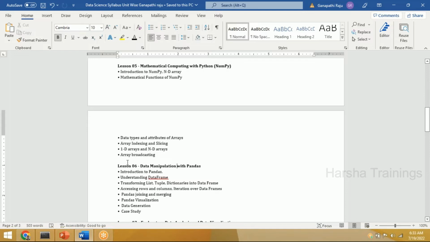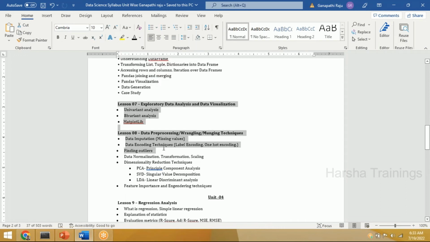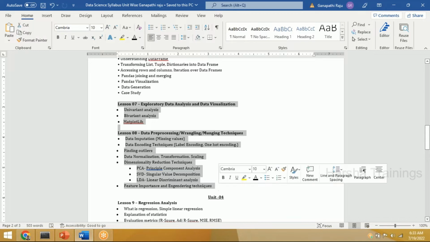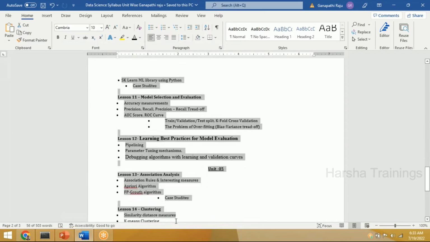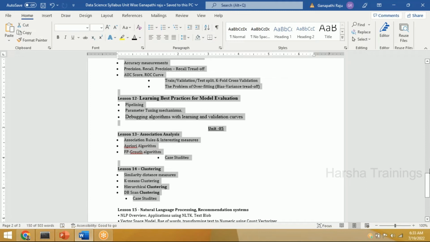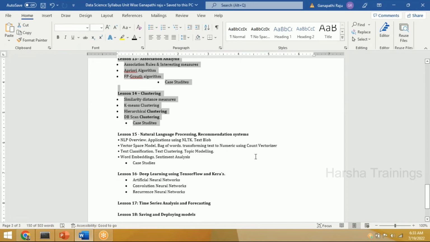The next chapter is how data analysis will be done, and how we do data analysis and data management. Then this is called data pre-processing. Whatever data we get from the sources is raw data, and it has to be processed. Then you have to learn machine learning, regression analysis, classification. Most of the 6 to 7 chapters are up to machine learning.